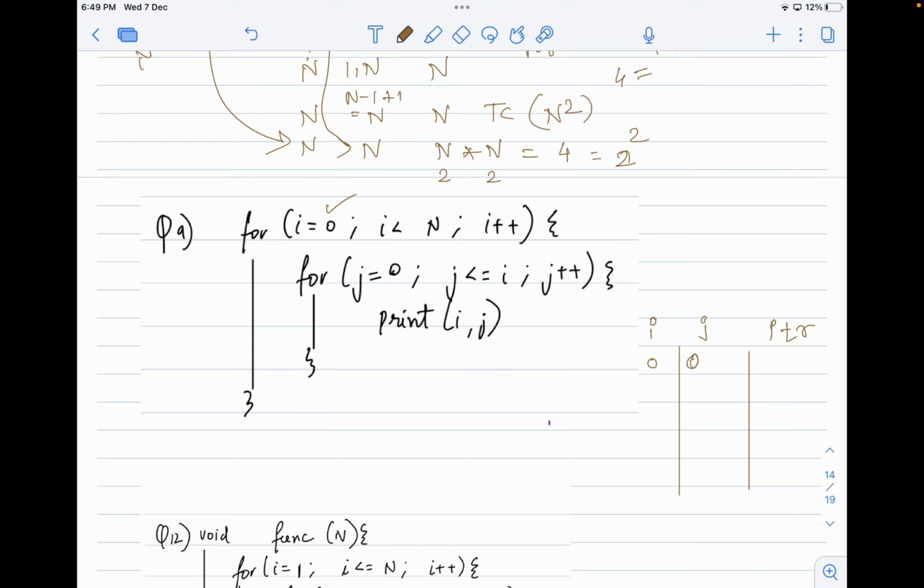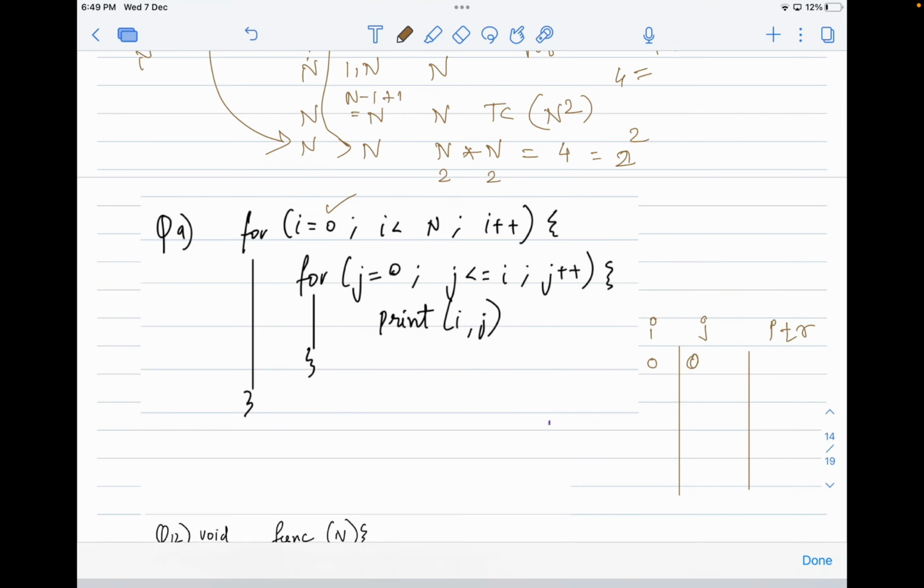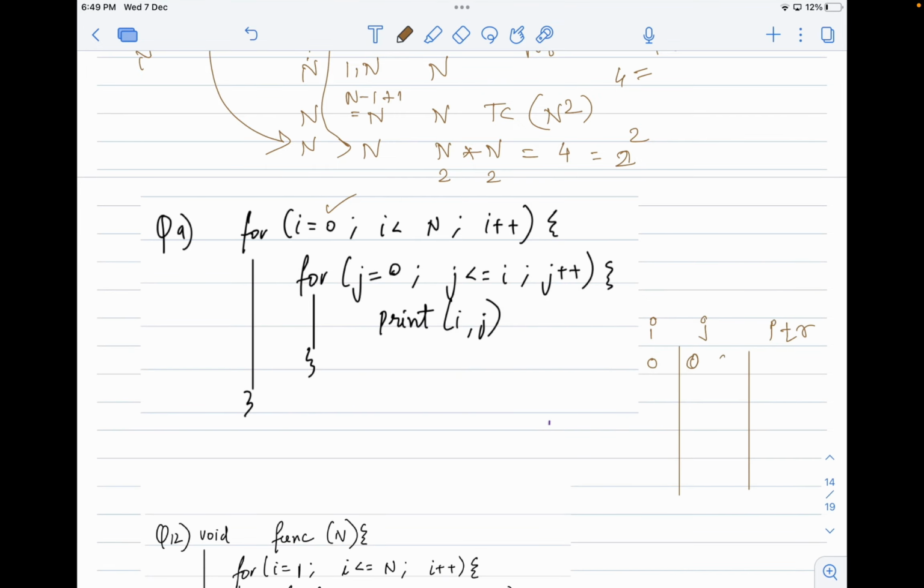0, going till what? I is nothing but, in the first case, 0. So 0 to 0 means one iteration will happen. You can cross verify in your editor. So one iteration. Again it will increment by what? 1. I becomes 1. So again J starts from 0 but goes till what? 1. 0 to 1. So how many iterations? 0 and 1 is 2. For 0, 1 iteration; for 1, 2 iterations.